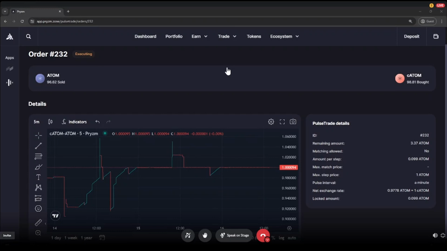Has that kind of explained, I guess, a little bit about Pulse Trade and what it does, hopefully.